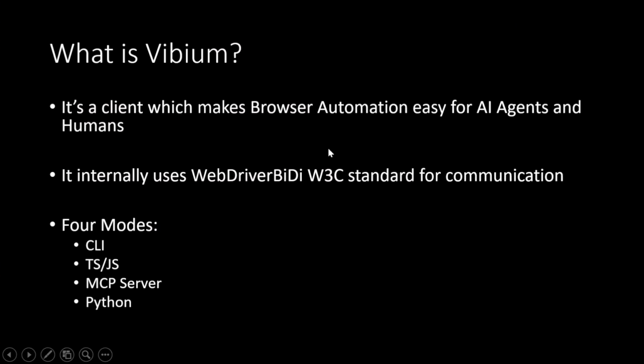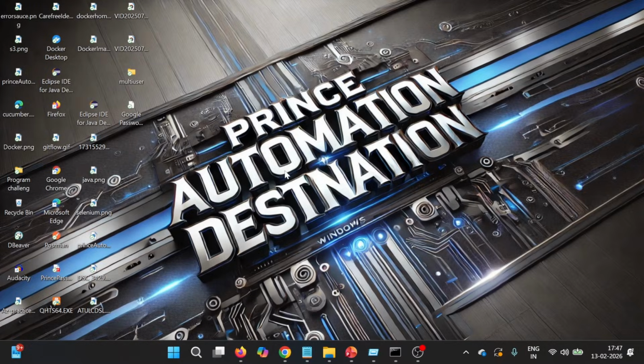So what is Vibium? This is a client which makes browser automation easy for AI agents and humans, meaning it is developed in such a way that it can be accessed from any AI tool with the help of MCP protocol and can be integrated in the form of library in automation frameworks based on TypeScript or JavaScript as well as Python. It internally uses WebDriver BiDi protocol, which is a W3C standard for communication. This is the same protocol which is being used by Selenium 4. So let us talk about what is WebDriver BiDi.